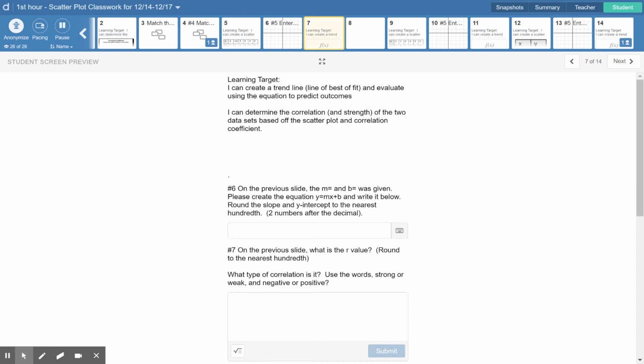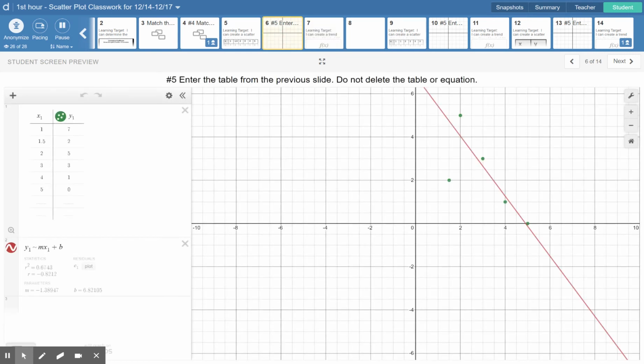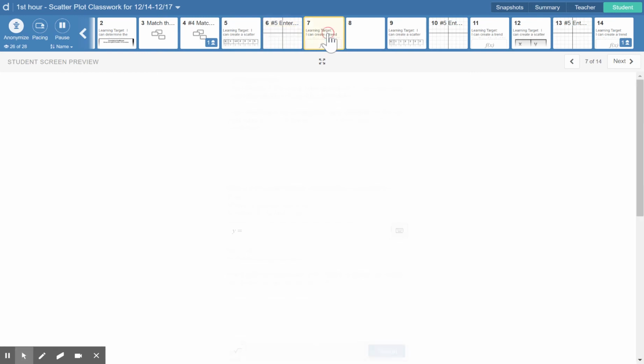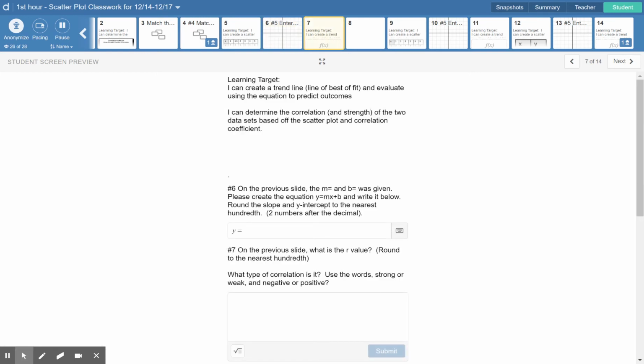So we're going to go to the next slide. So my M from the first slide. Looks like I forgot to take a picture. All right. All right, so it's going to be y equals negative 1.3, and then I'm going to round up to 9 because the third number was 5 or bigger.